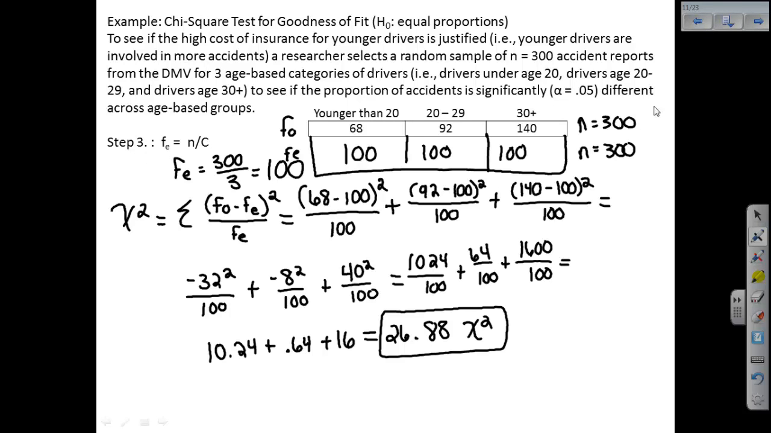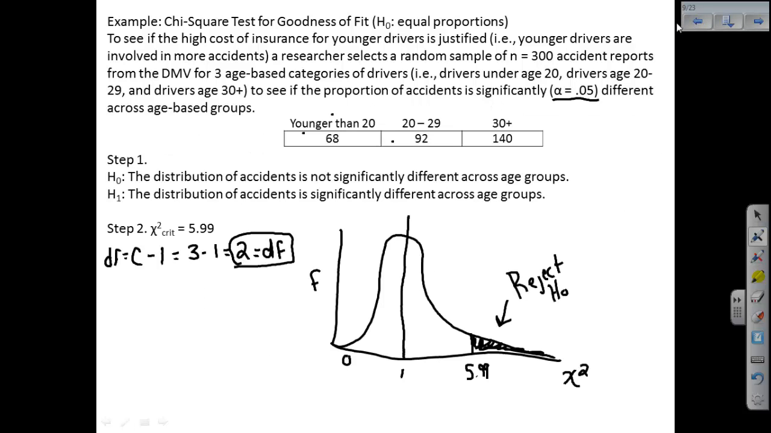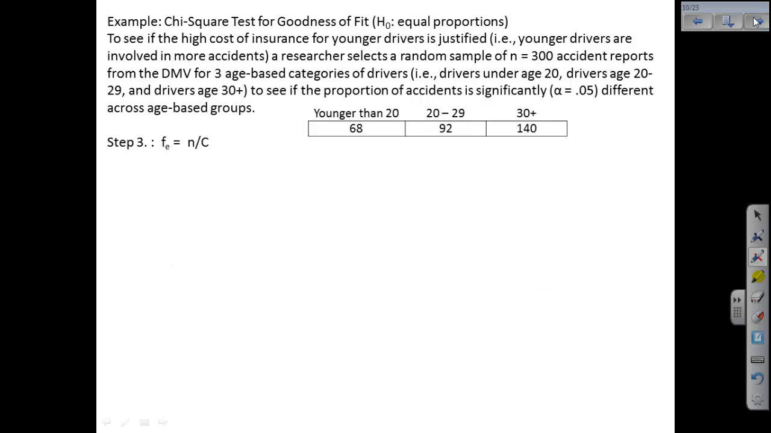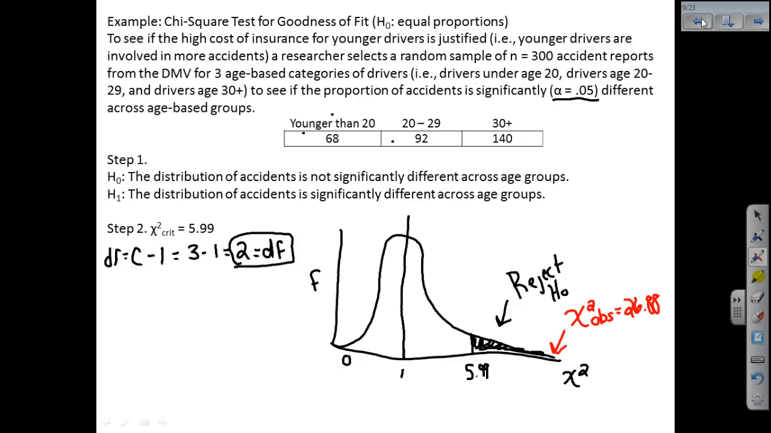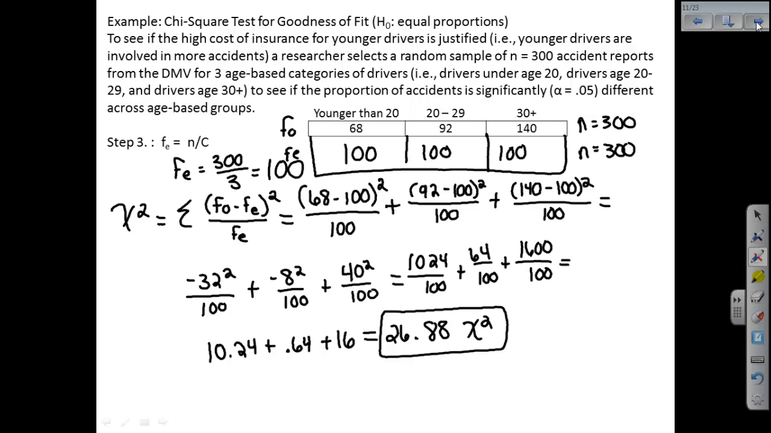So if we know that our chi-square is 26.88, that is like way out here. So our chi-square observed is 26.88. Definitely going to be rejecting that null. And our conclusion would be that the distribution of accidents is significantly different across groups. So basically, going back and restating the alternative hypothesis, because we rejected the null, because there's a huge difference between what we would expect under the null and what we actually observed in our data.